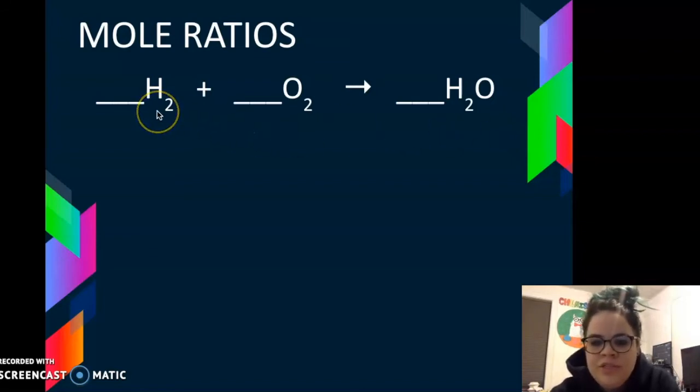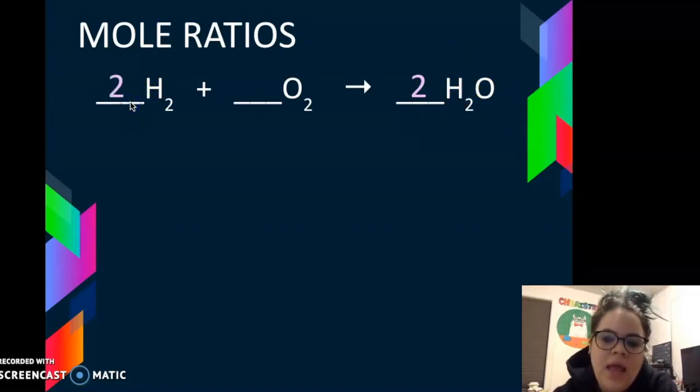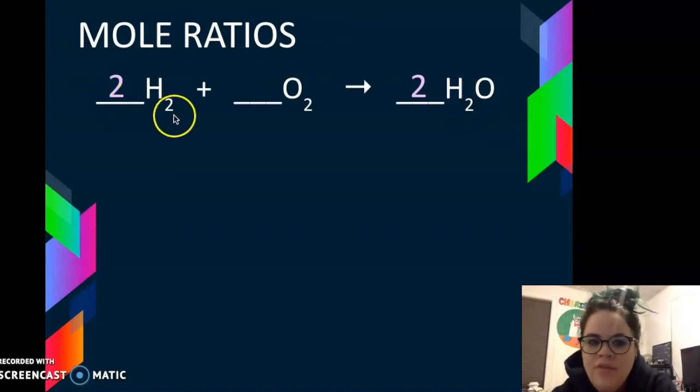Because I have 2 hydrogens at the beginning, 2 hydrogens at the end, we can ignore those for now and deal with the oxygens, where I have 2 oxygens at the beginning and only 1 at the end. I'm going to fix that by putting the number 2 in the front. That doubles my waters. But it didn't only double my oxygen, it also doubled my hydrogens. So now I need to go back to the beginning and double my hydrogens as well. This is a balanced equation. 4 hydrogen, 2 oxygen, 4 hydrogen, 2 oxygen. You can also put a number 1 there to finish it.